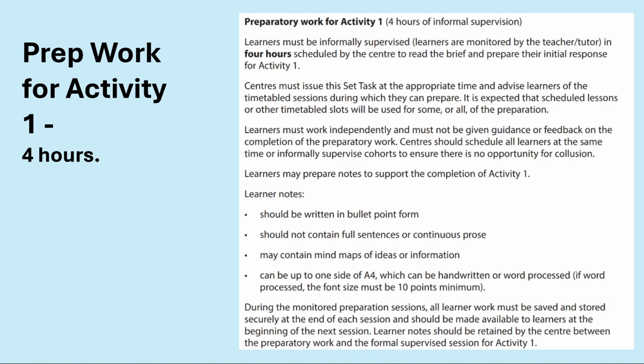As you go through your prep work, you'll need to write notes up to one side of A4. It can either be handwritten or word processed, so on Word or PowerPoint or whatever you need to do, in bullet point form. It can't contain any full sentences or continuous prose, but you can have all your questions that you think you might need to answer for your Activity 1 all set out on your notes, but in bullet point form. And as I said before, when we go into Activity 1, which I'll talk about in a second, you can just write that out in continuous prose then.